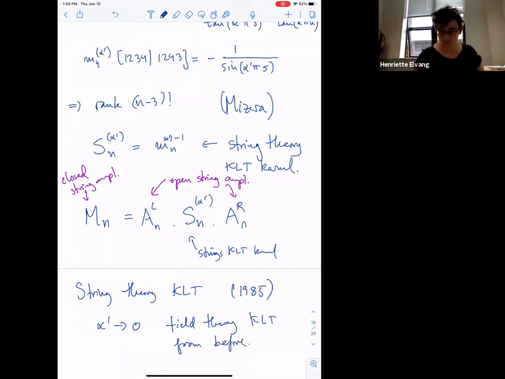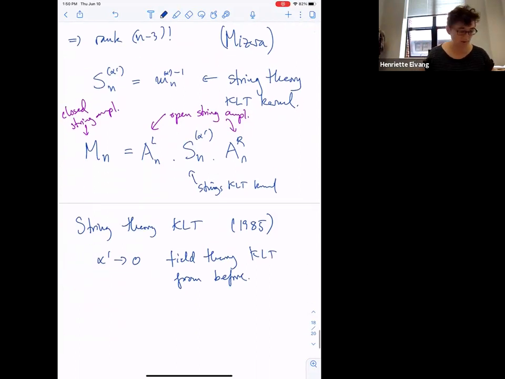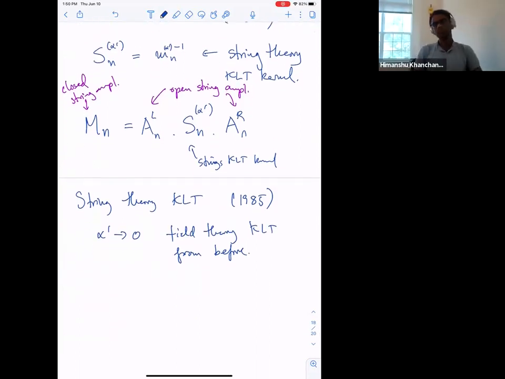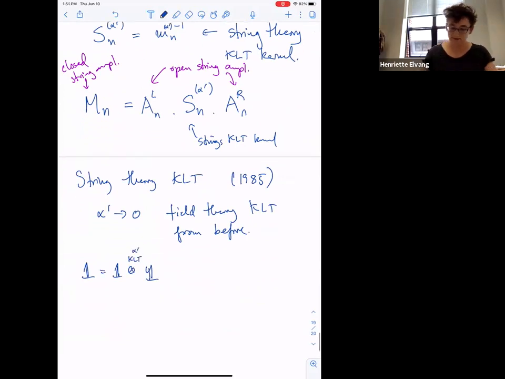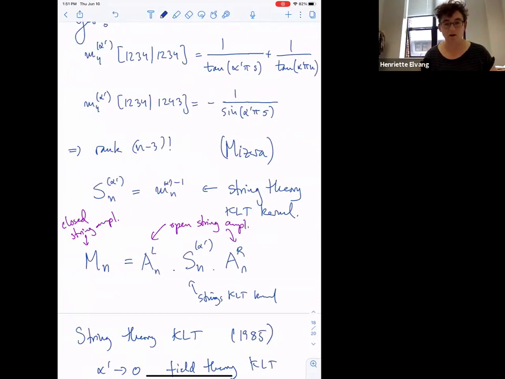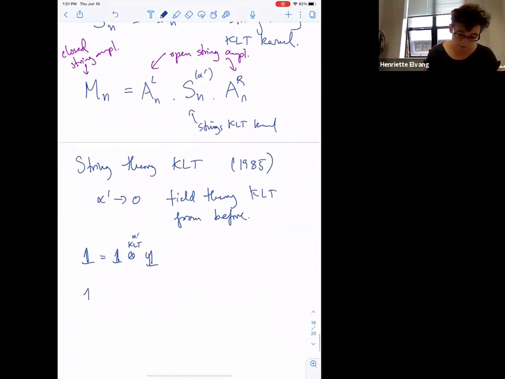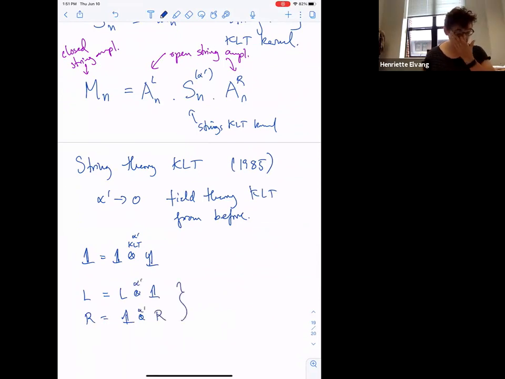Okay, so this is pretty cool. So there's a solution here. And this is the string KLT kernel that satisfies the 1 equals 1 times 1, but now it's KLT with alpha prime, and it's open string, and it's these funny kind of amplitude looking objects that go there. But then you might say, what is then the equivalent of the two other identity element relations, left equals left times 1 and right equals 1 times right, when these are the alpha prime corrected versions and the open strings?